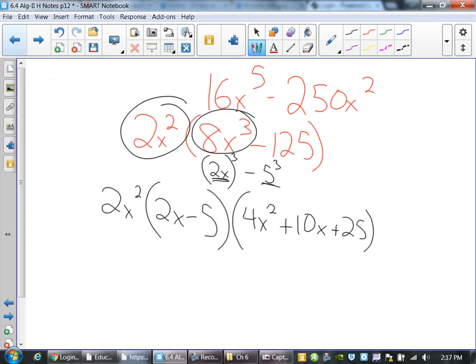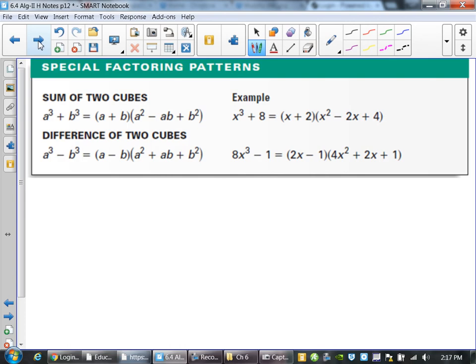Gentlemen, stop. Why is there a cube? Because, what's 2 cubed? The pattern is first term cubed, second term cubed. So it's just a plus b, a squared minus ab plus b squared.